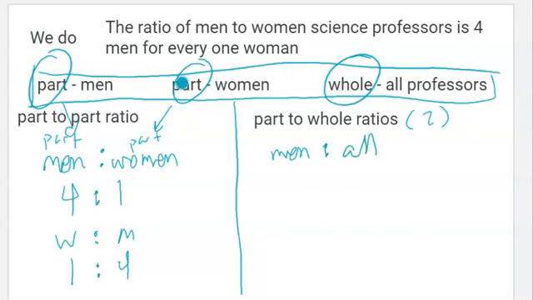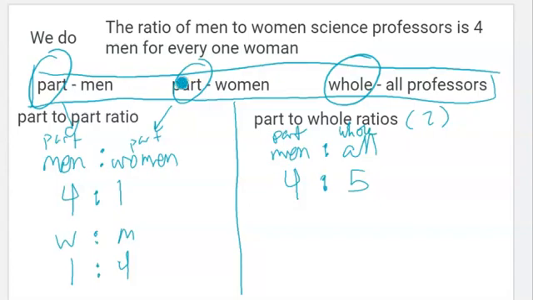That ratio of men to all professors is there are 4 men for every, how do we get the whole? We have to put the 2 parts together. So there's 4 men, there's 1 woman. So put those together and there's 5 in all. So for every 5 professors, there are 4 men. Or for every 4 men, there are 5 total professors. That is a part to whole ratio. This is a part and this is a whole.